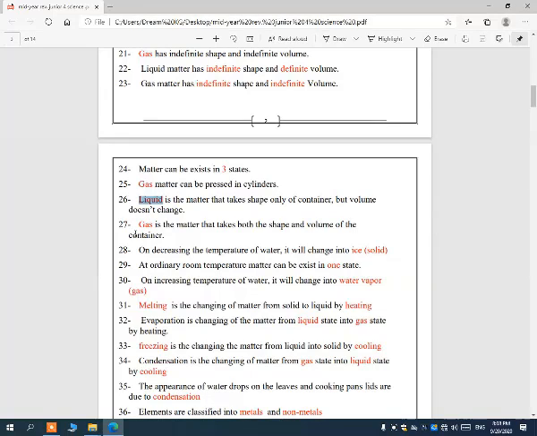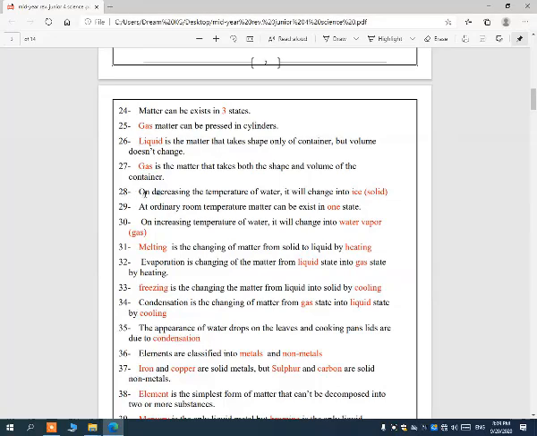27. Dots is the matter that takes both shape and volume. Something takes both shape and the volume of the container. It will be the gas. Remember the balloon? When you blow it up with the gas or the air, it takes the shape and the volume of the balloon. So something that takes the shape and the volume will be gas. Takes the shape only, but the volume doesn't change, it will be a liquid.